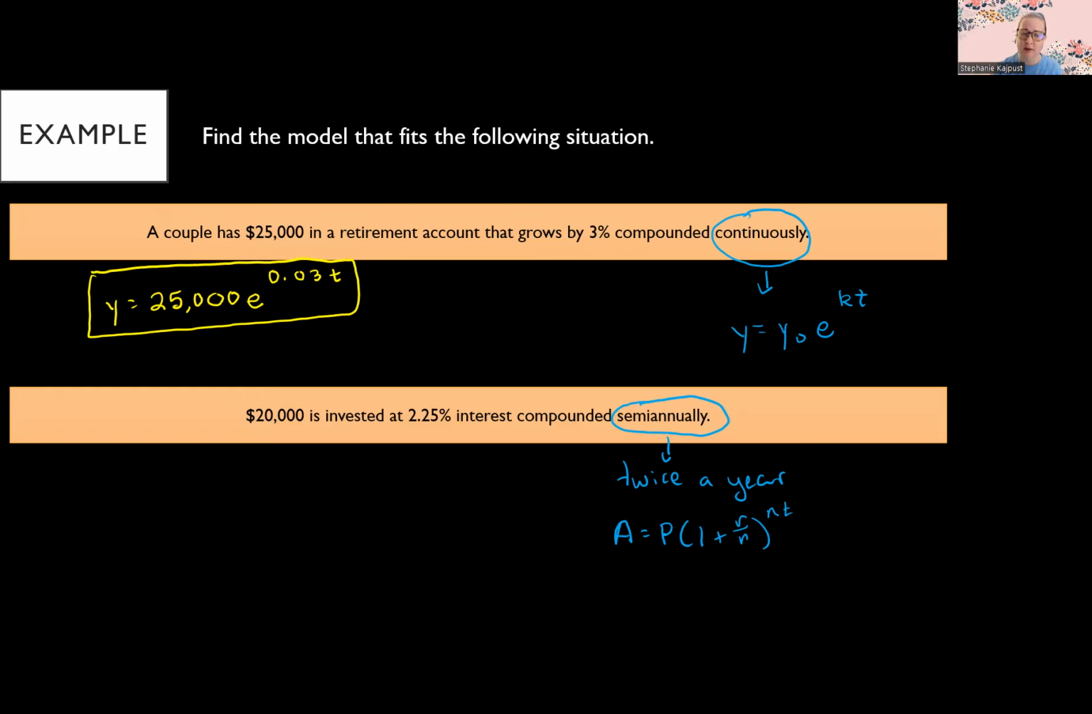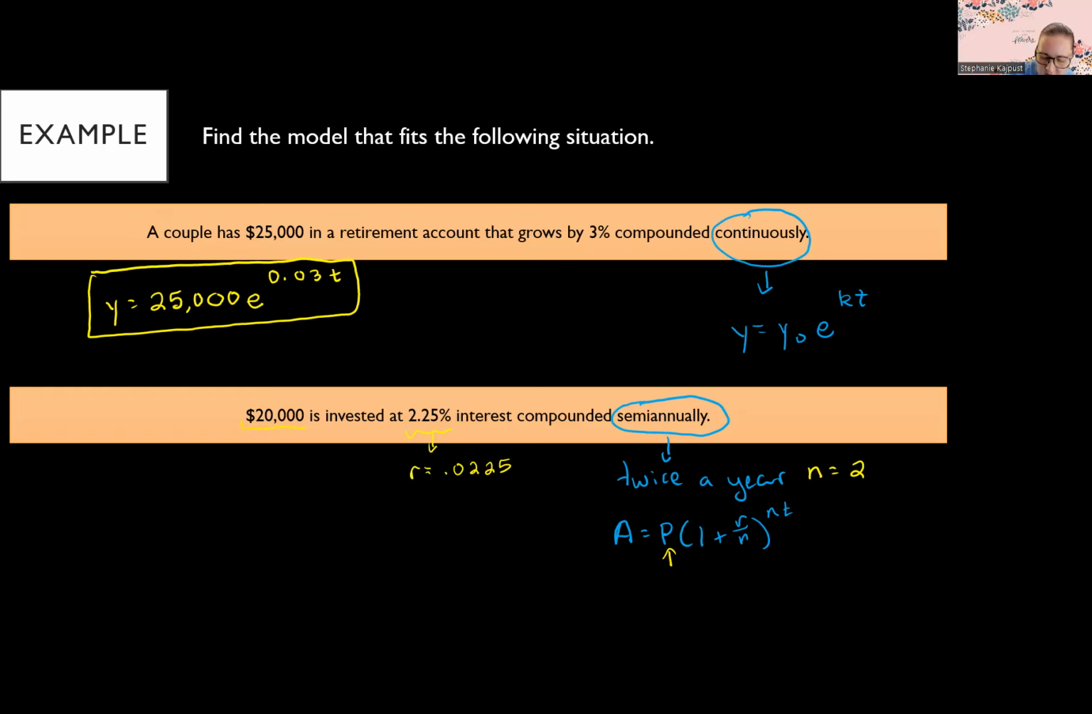So for the second example here, we're starting with $20,000. So in the compound interest formula, that's your P. That's what you're starting with. So notice what you're starting with is always in front. And then the 2.25, that is r. And so you need to convert that to a decimal. So you divide it by 100. So you get 0.0225. And then semi-annually, twice a year, means that n is equal to 2.